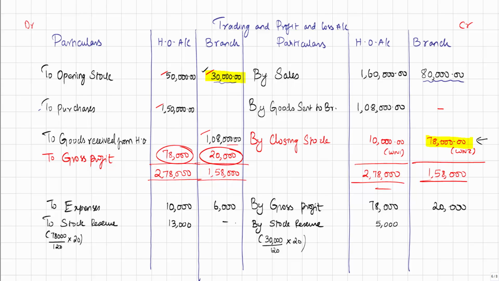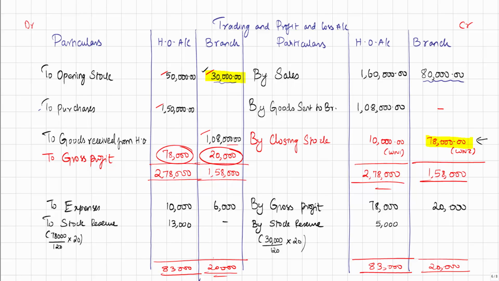Okay, so now it's time for us to close. If you notice on credit side, the totals are higher. That is, for HO it is 78 plus 5, that is 83,000, and for branch it is 20,000, no other items. So since it is the highest, we'll write it both sides, 83,000 and 20,000. So now there is a difference.